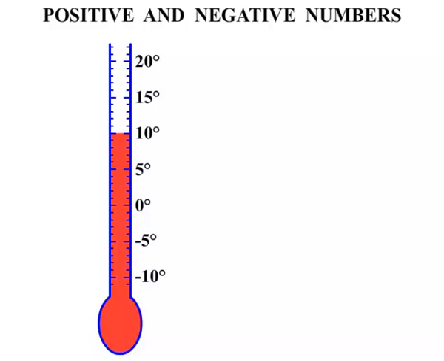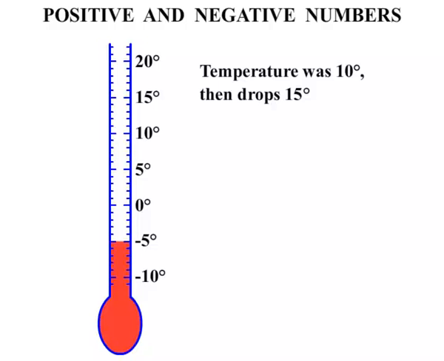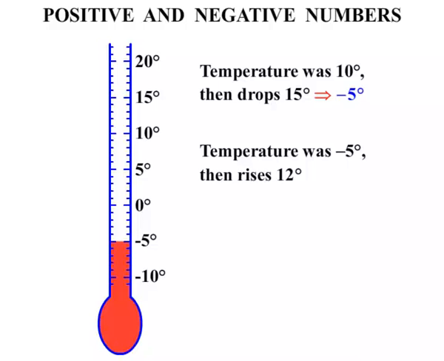Let's have a look. Let's say the temperature was 10 degrees as it is now, and then drops 15 degrees. The temperature now would be minus 5 degrees or negative 5 degrees. Both ways of saying that are acceptable. Now, the temperature was minus 5 degrees. That's where it is now. Then rises 12 degrees. It would now be at 7 degrees.